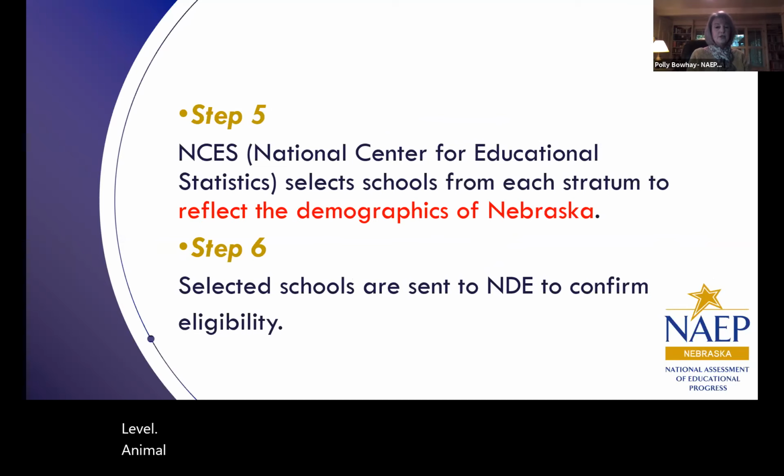Then the National Center for Educational Statistics selects a group, and they really reflect Nebraska. So they look at our demographics, and we have, I want to say, 20.6% of our students are Hispanic. So that means 20.6% of our students taking NAEP will be selected. So if you are a school that has a high Hispanic number, then you're probably going to get selected a little more often, because they want that representation from Nebraska.